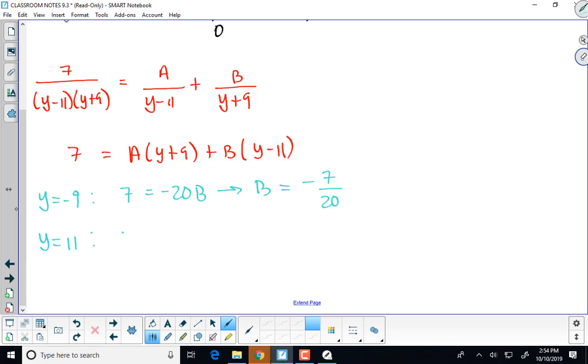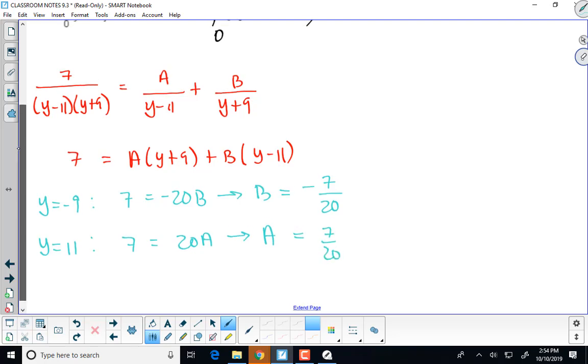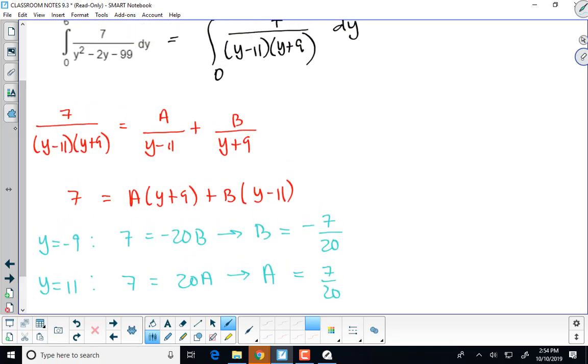So plug in 11, we're going to get 0 there and 20a. So we're going to get a equals 7 over 20. So that will give us the integral from 0 to 6, I think that is, of 7 over 20 divided by y minus 11, minus 7 over 20 divided by y plus 9, dy.